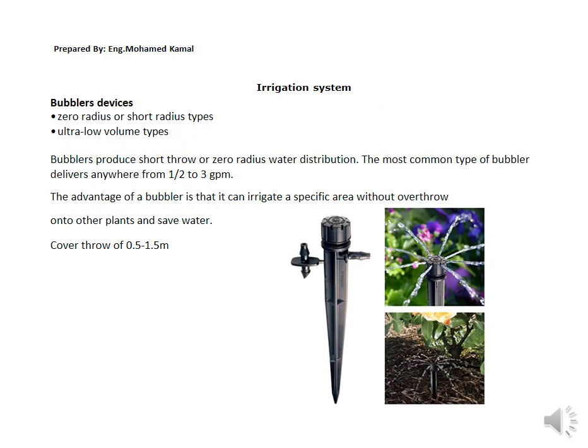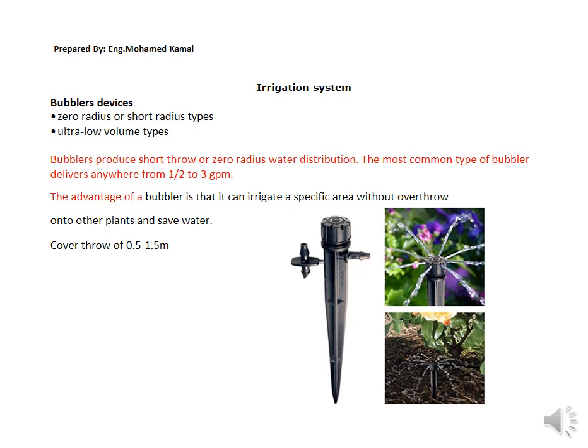Bubbler devices are zero radius or short radius types with ultra low volume. Bubblers produce short throw or zero radius water distribution. The most common type of bubbler delivers from half to 3 GPM, gallons per minute.